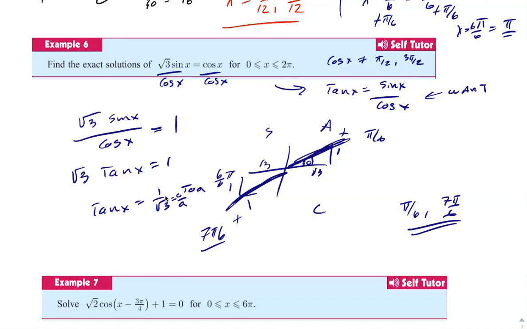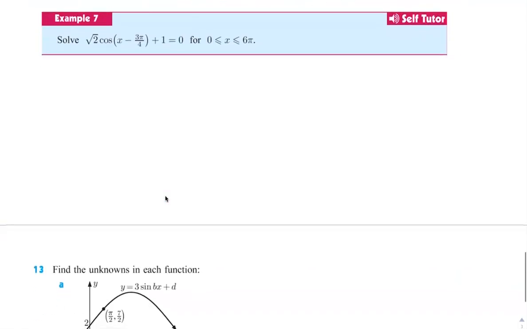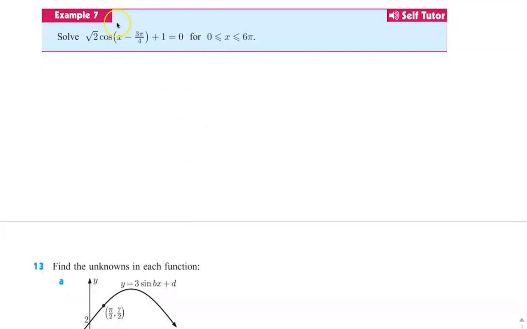So again, that's a tricky one. The next one. If you notice, it's kind of messy, but it goes all the way to 6 pi. Again, we're not going to deal with that today. We'll do that on the next video. So let's pretend it's 2 pi. I just want to focus on how to solve it. So, notice how there's something on the inside. We're just going to ignore that for now. Ignore it until the end.